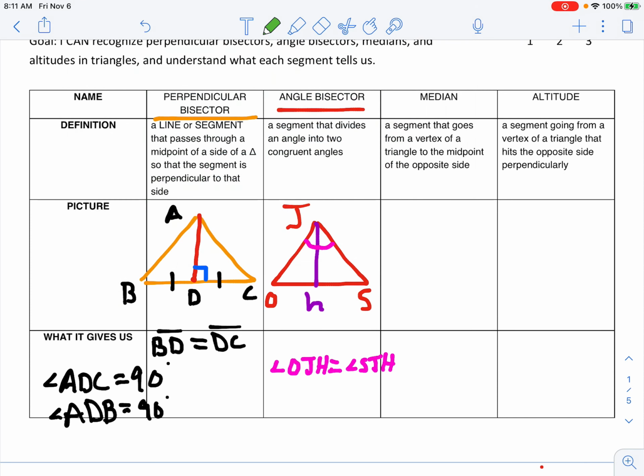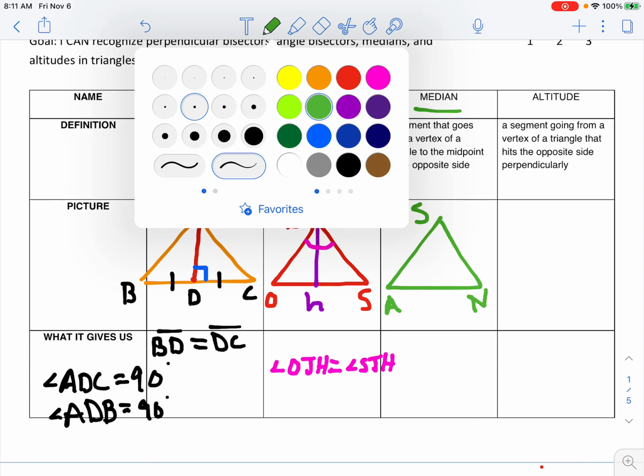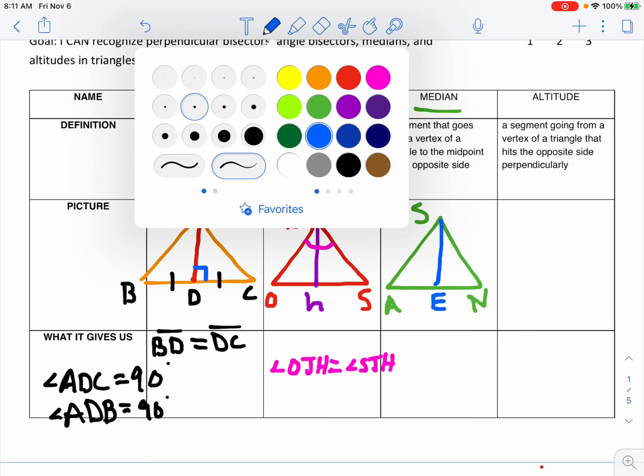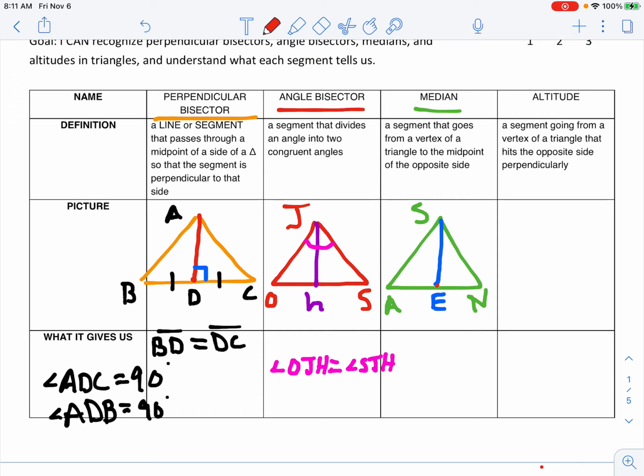Our third term is a median. A median is a segment that goes from a vertex to the midpoint. So if I have a triangle, again, let's mix up our letters. Let's call it S, A, N. And let's say that we drop this median straight down, and let's say it hits at point E. What happens with the median is it hits at the midpoint here, so these 2 pieces become equal. So AE is equal to NE.